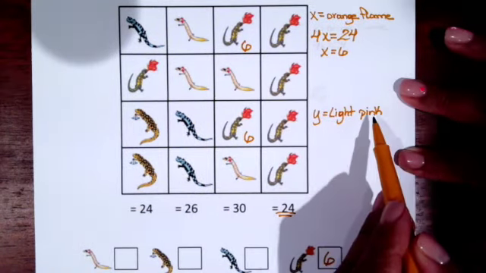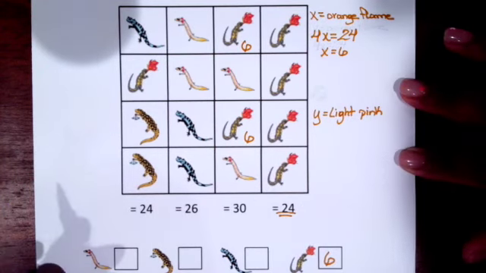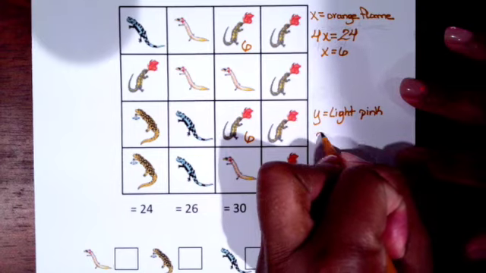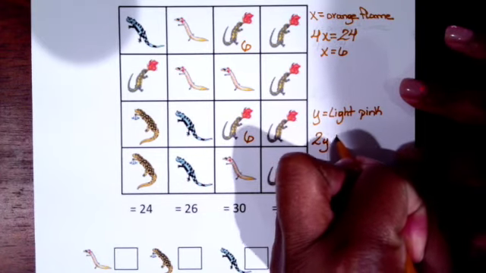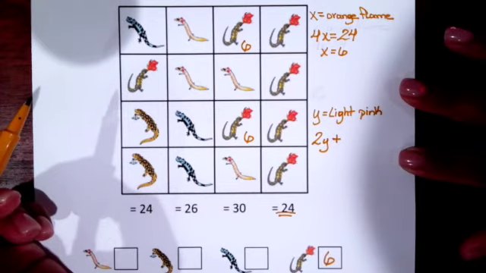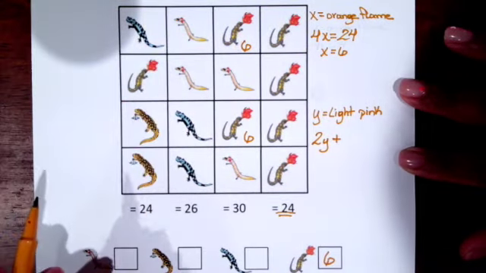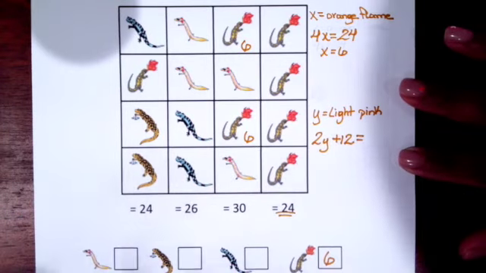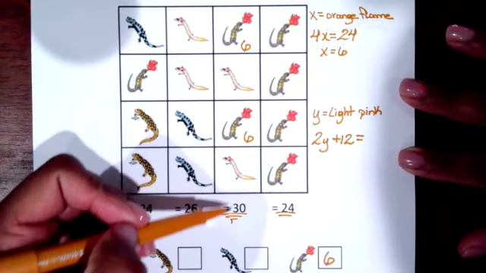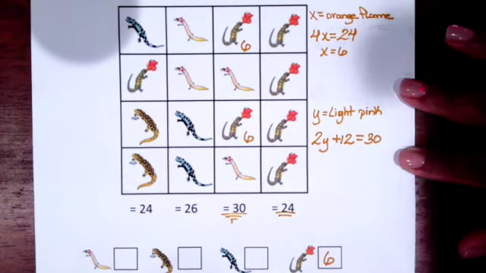Y equals light pink. How many light pinks do I have? 2. 2Y plus the value of the 2 orange flame salamanders, which would be 12, equals the total of this column, 30. From here, you do the rest. Good luck.